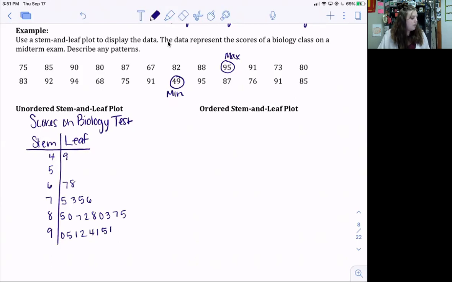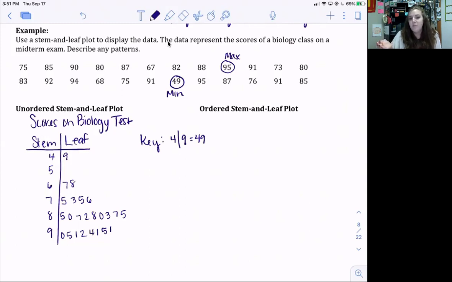Okay. And the other thing we have to make sure we include is a key. Because when you look at a stem and leaf plot, that 4-9, for as far as we know, that's 4.9. Or maybe it's 490. So whenever we do our key, we're just going to say 4, and then a vertical line 9, and then say what that equals. So that equals, in this example, 49.